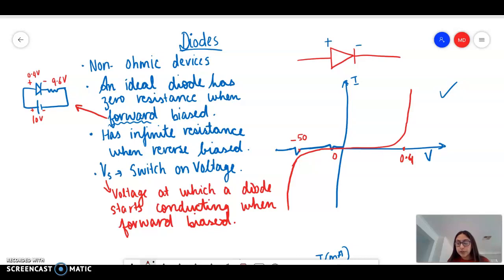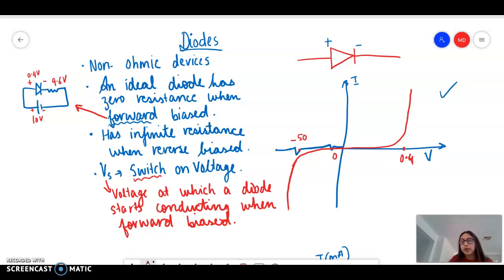So what does a forward biased diode mean? That the positive end of the diode is connected to the positive end of the battery. When a diode is forward biased, ideally it has zero resistance, but it needs a minimum potential difference to function, and that is called the switch on voltage. So switch on voltage is the voltage at which the diode starts conducting when it's forward biased, and the value of that depends on the material that the diode is made from.